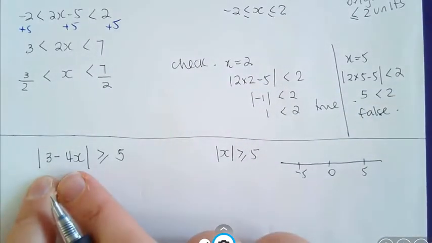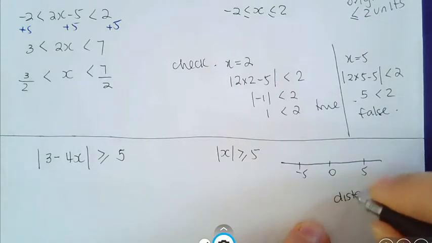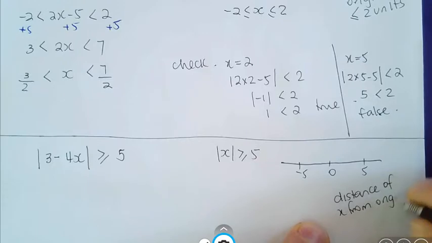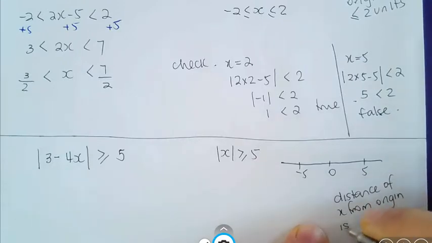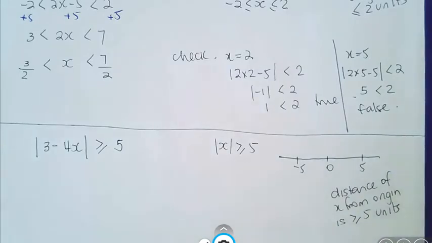Before I do this, I'm going to just do the simple one. Absolute value of x is greater than or equal to 5. That means the distance. What does it mean? That the distance of x from the origin is greater than or equal to 5 units. So where do I put my inequalities? Let's go positive, let's go negative.